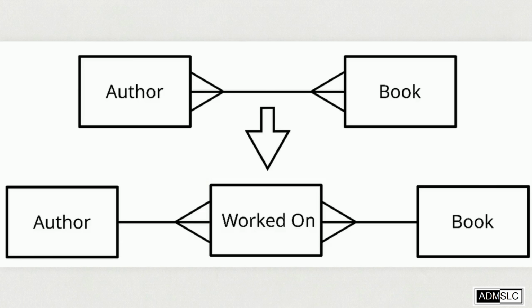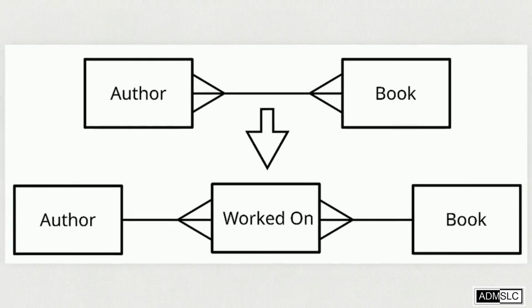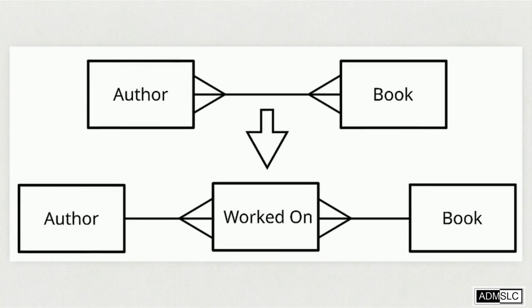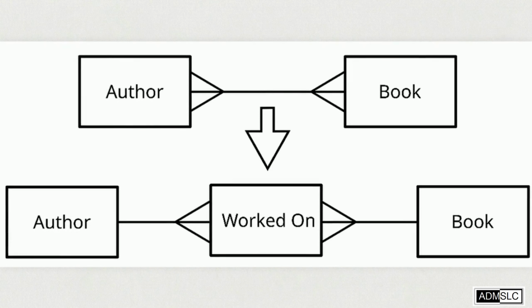This ERD transformation shows a many-to-many relationship between author and book, being resolved by a new associative entity called worked on. Let's test your understanding of execution order and syntax. Pause the video and attempt to write the create table syntax for this worked on table. Pay close attention to how you define the composite primary key and the foreign keys. Because it relies on both author and book, this table must be created last.